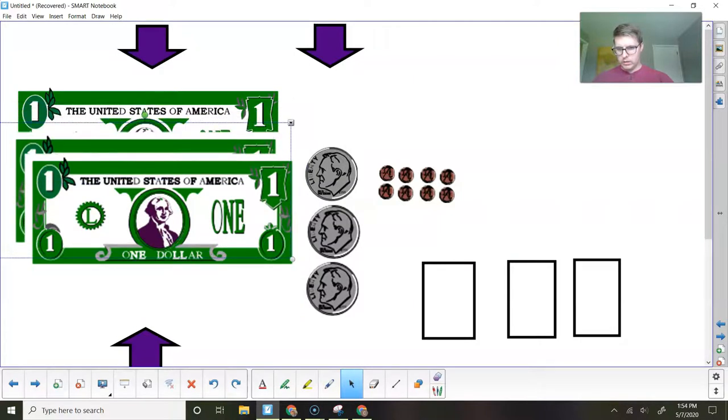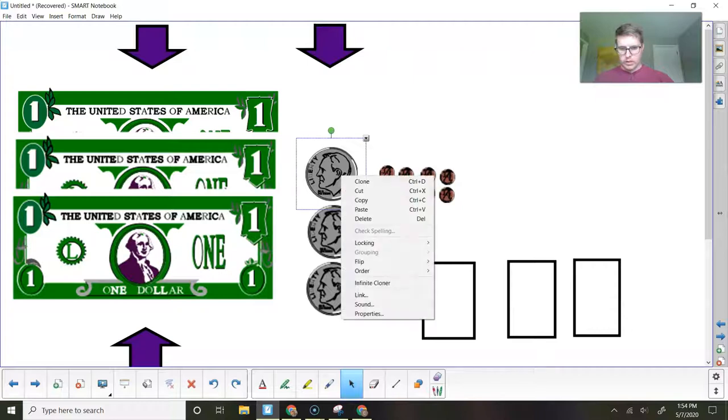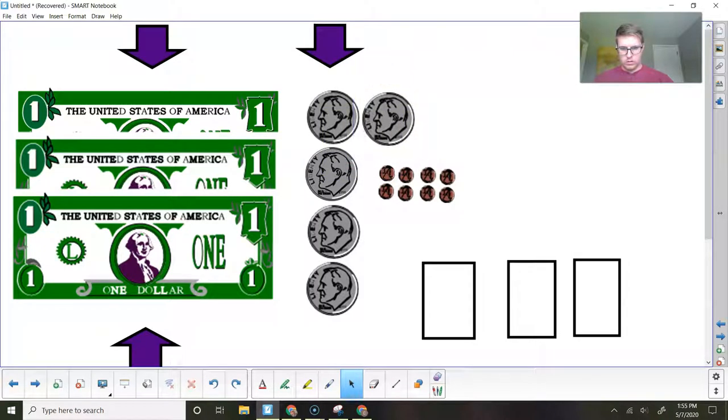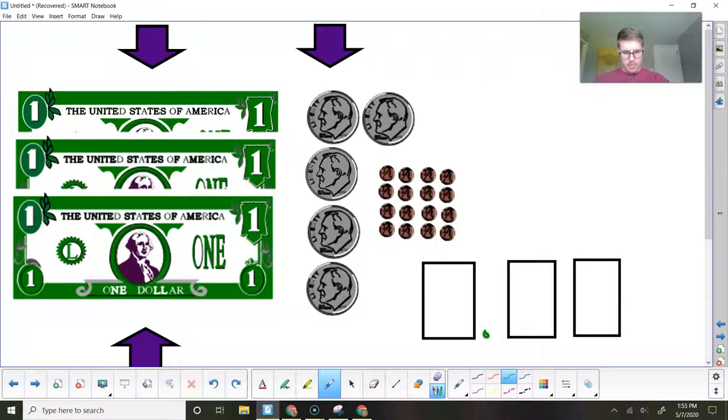Let's see here. Hopefully you can see this. This one will be a challenge. All right. Hint, there will be some regrouping in this one. All right, go ahead. Okay, remember, if you need more time, you can pause it right now, okay?